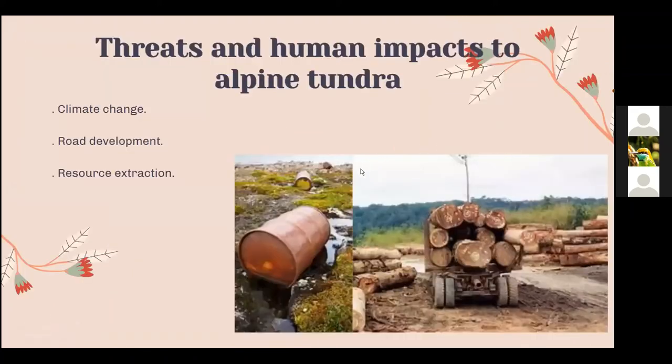Now there are threats and human impacts to the alpine tundra. Climate change occurs because of greenhouse gases and also deforestation. The only thing we can do to stop climate change is grow more trees, because the climate is changing. When the climate changes, it is difficult for the animals living in the alpine tundra. And because oil, gases, and other resources are found there, roads are developed to go there. On the roads, the animals easily get killed because they get hit by the windscreens of cars and fall down, and that's about it.